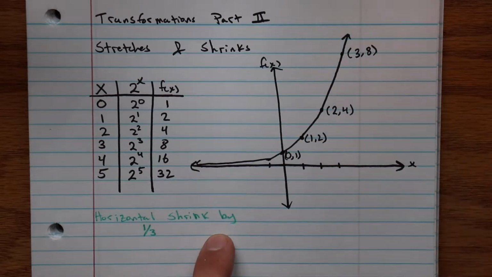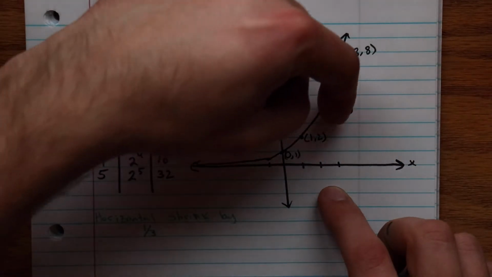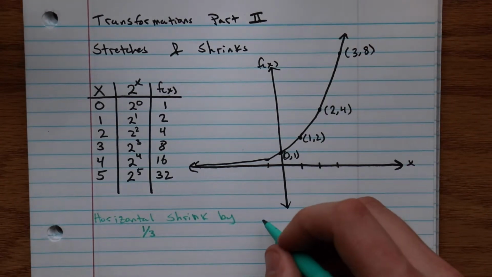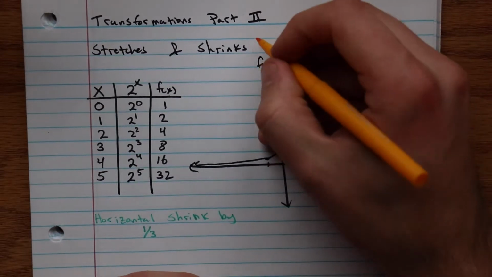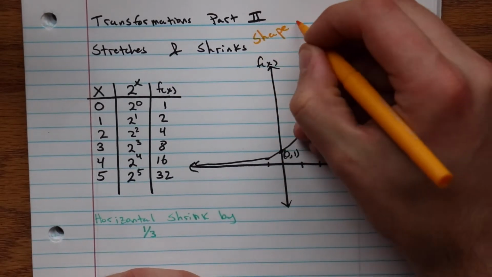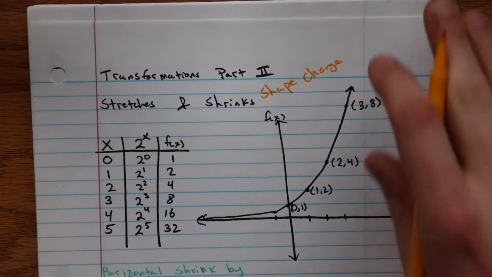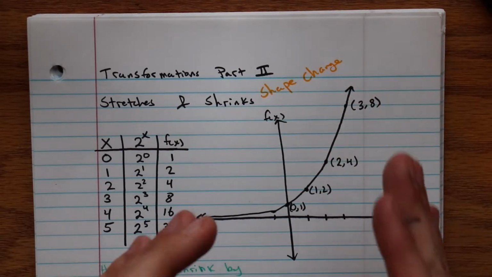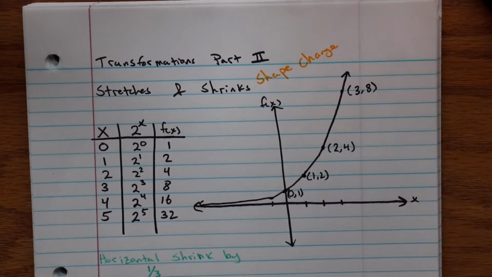Now, a horizontal shrink would not be like a shift downwards like we talked about in the last video. We wouldn't shift it because when you do a horizontal shrink, you're going to be changing the shape. So any stretch or shrink is a shape change. You're changing the shape. Why do I care about the shape?